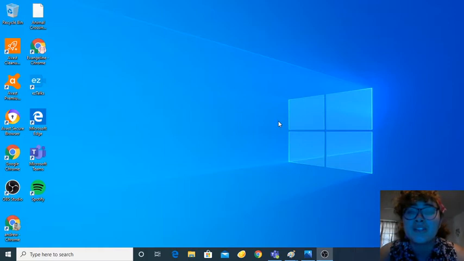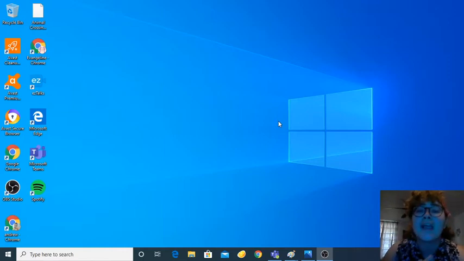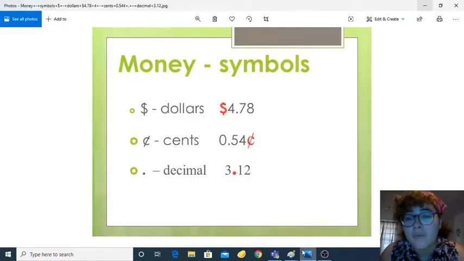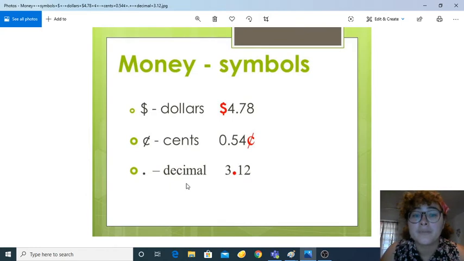So we're going to start just going over our symbols first, because I know we've practiced a lot how much each coin is worth, but we will be looking at that too. We're going to go back over here. We're going to look at our money symbols.